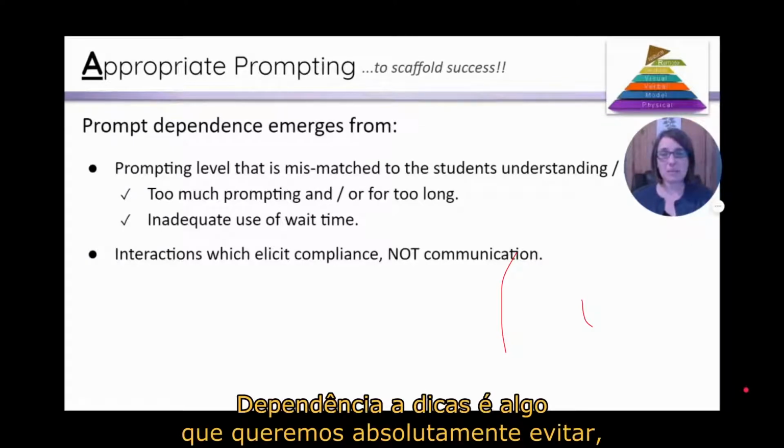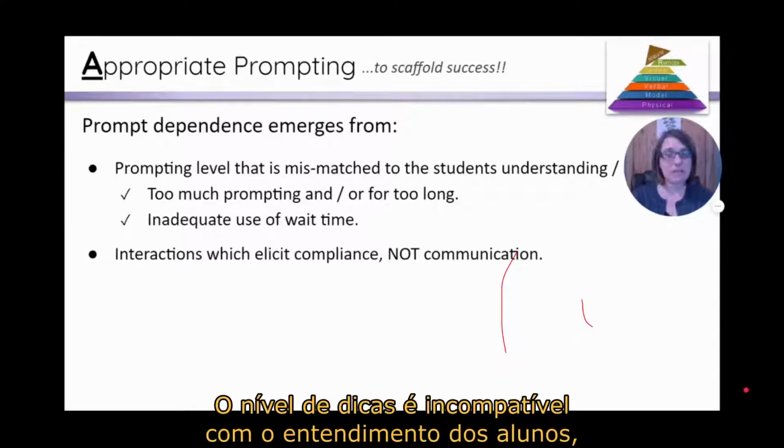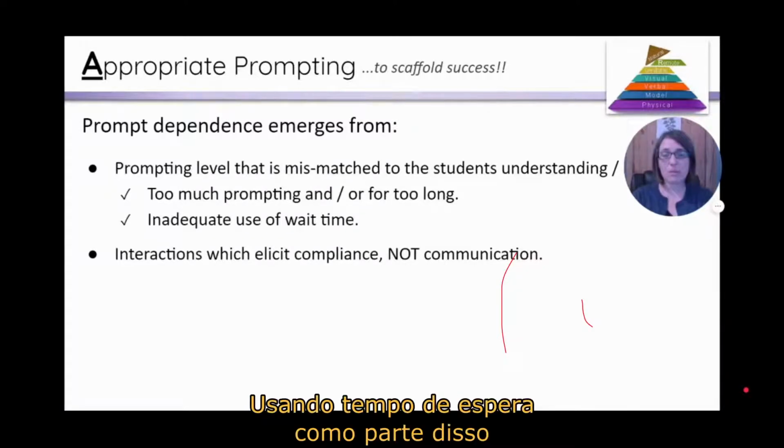Prompting dependence is something we absolutely want to avoid. It emerges from a mismatch, when the prompting level mismatches the student's understanding or skill level. So we don't want to provide too much prompting. Using wait time appropriately is part of this.